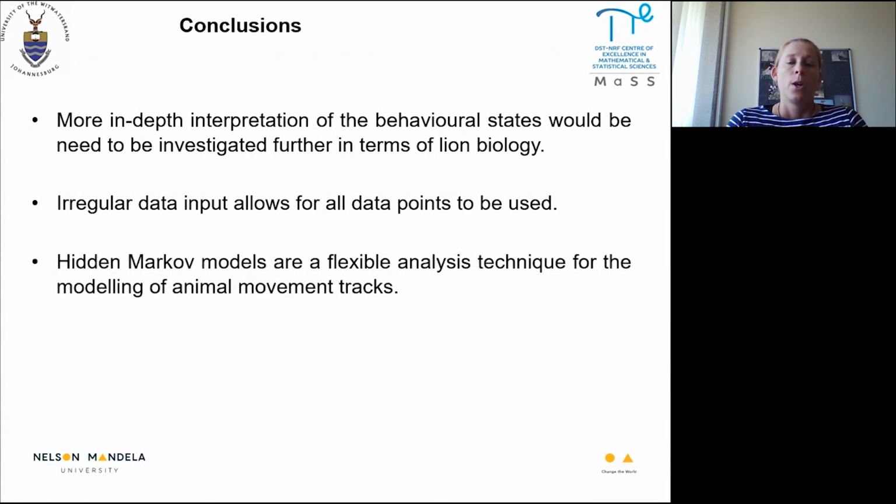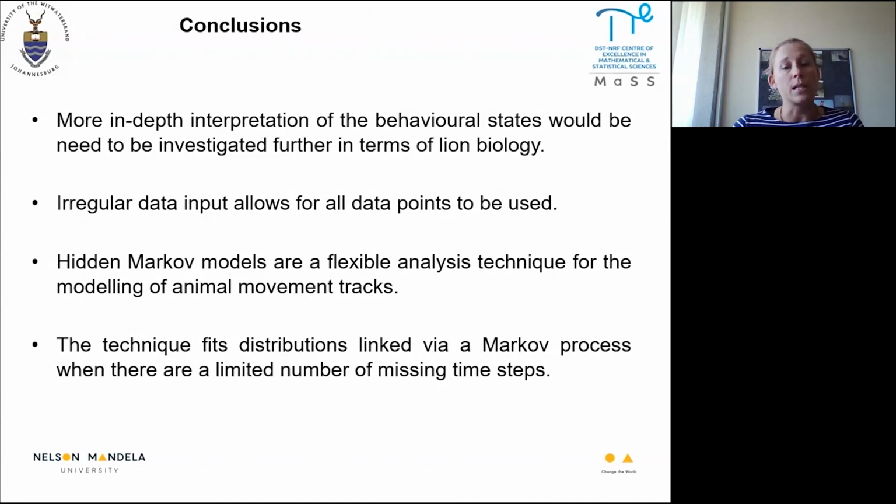And from the statistical side, hidden Markov models are a very flexible technique for the modeling of these animal movement tracks. In this particular one, we modified the likelihood function in terms of the input data. You can also, with hidden Markov models, quite easily include covariates into the models. So they have become increasingly popular as a technique for modeling the movement of animal tracks. And particularly in the past year or so, there are now even packages specifically designed to fit hidden Markov models to animal movement tracks.